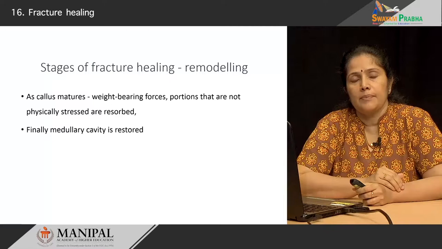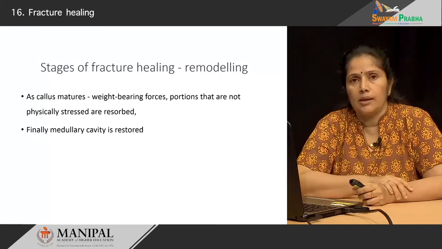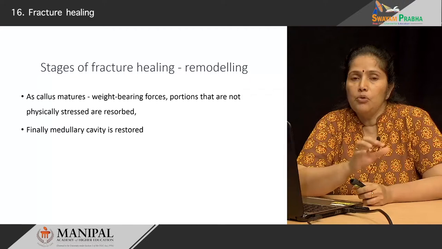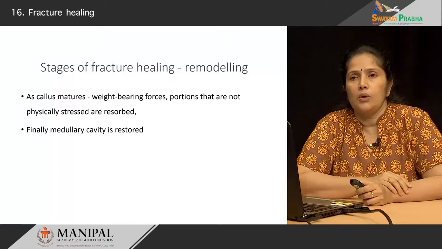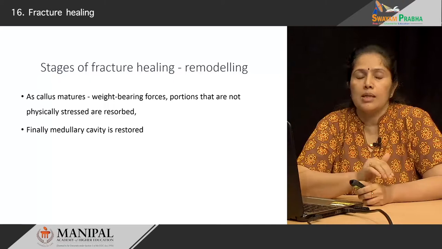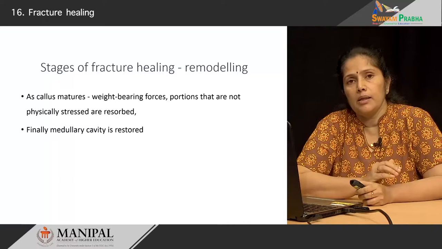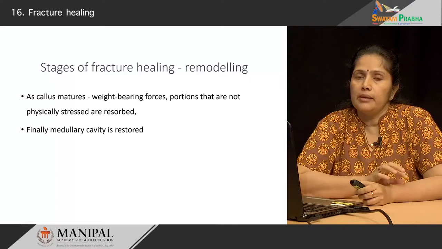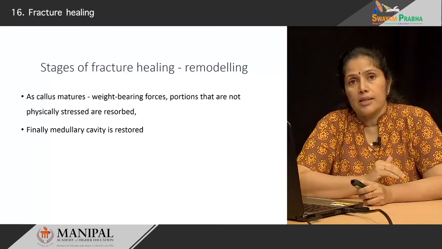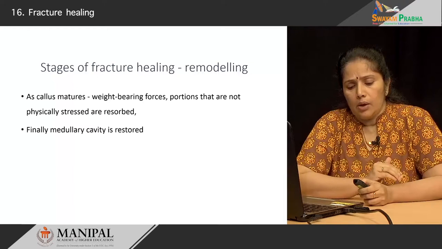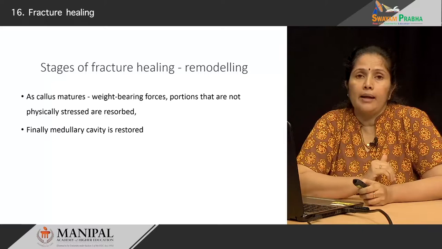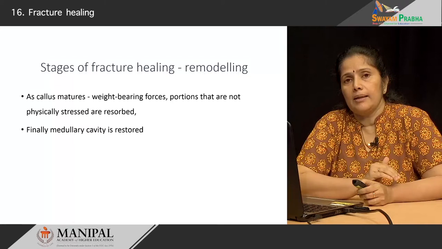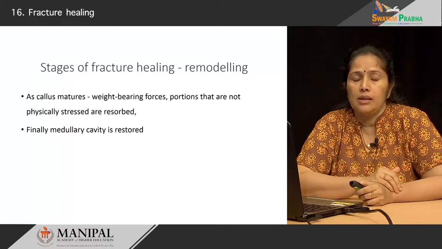So, as the patient or the person starts to bear weight on the particular area, the forces help to remove the extra callus that is formed beyond the margins of the normal bone. So, wherever there is no physical stress applied, those areas of the bony callus will be resorbed, it will be removed. So, which brings back the normal continuity of the bone, right? And ultimately, finally, the medullary cavity will be restored. So, these are some of the important stages of fracture healing. Now, the ossification which occurs can be either intramembranous or it can be an endochondral ossification. Usually primary healing heals by an intramembranous type of ossification, while in the secondary type we can see a lot of endochondral ossification also.